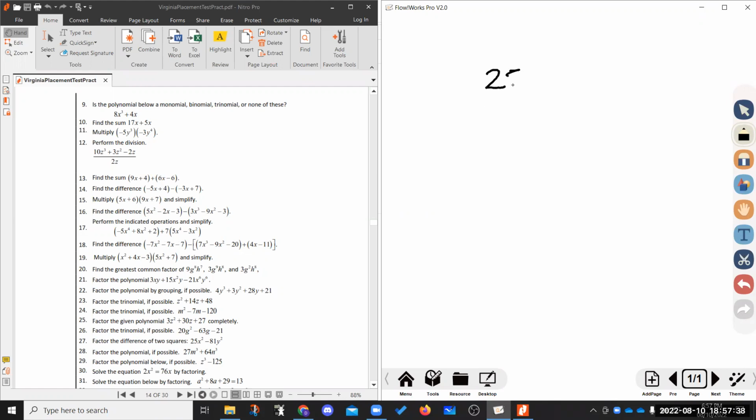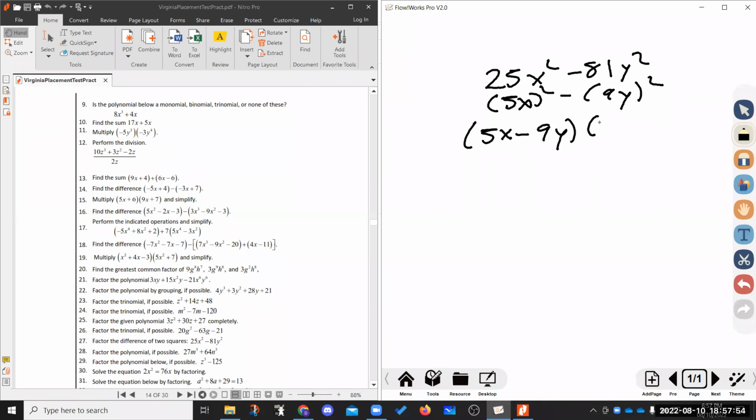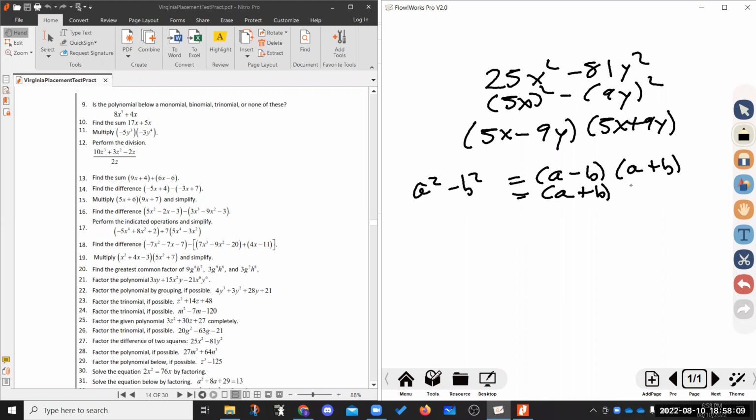All right, difference of squares, 25x squared minus 81y squared. This is 5x quantity squared minus 9y quantity squared. We're going to write this as a difference of squares, 5x minus 9y, 5x plus 9y. Whenever I have a squared minus b squared, it factors into a minus b times a plus b. I could write it also as a plus b times a minus b.